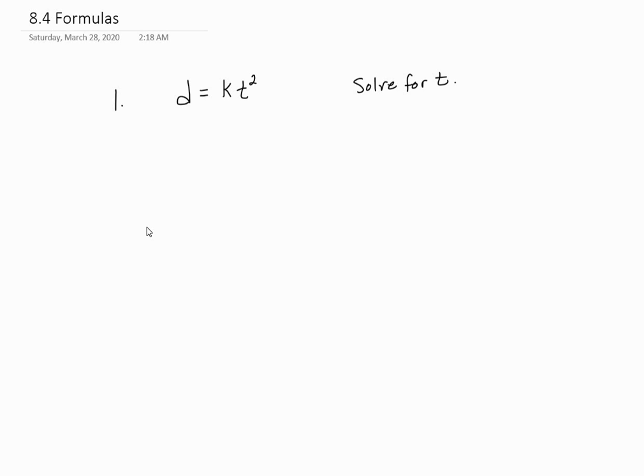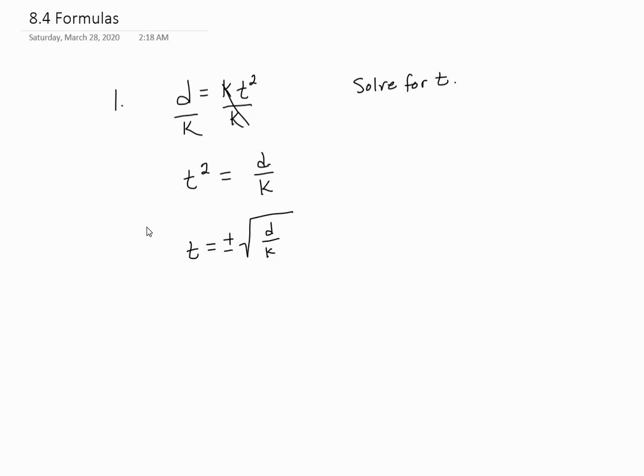So I'm going to start off by dividing by k on both sides of my equation. And when I do, I can cancel the k's out here. I'm going to switch sides. So I have t squared equals d divided by k. Now what I want to do is take the square root of both sides. So I get t equals positive or negative the square root of d divided by k.